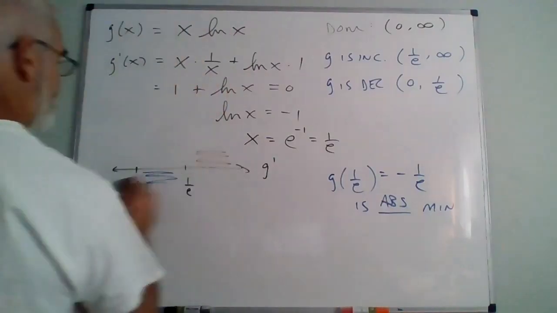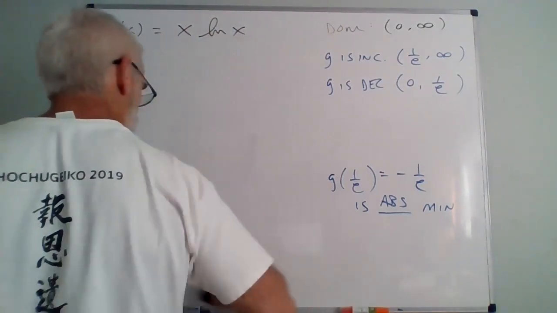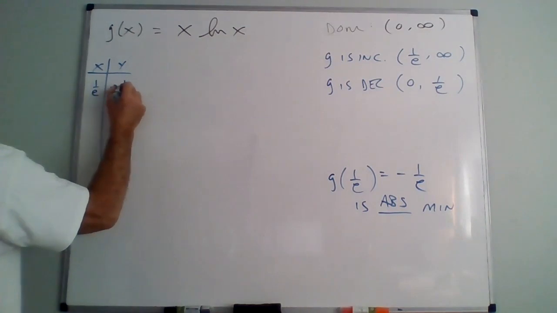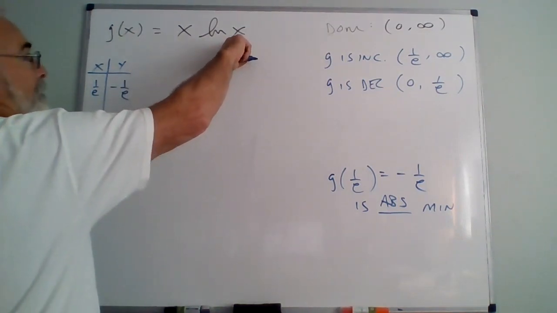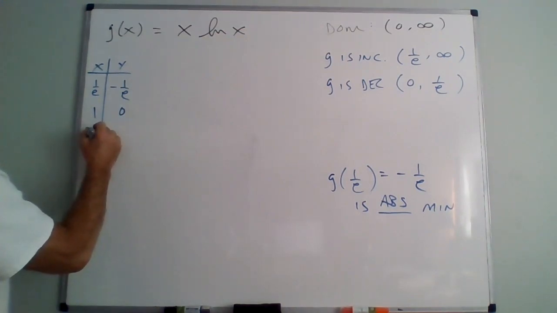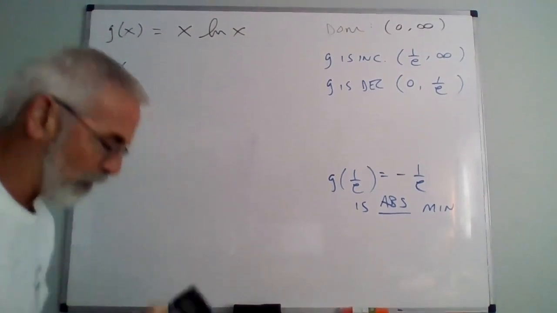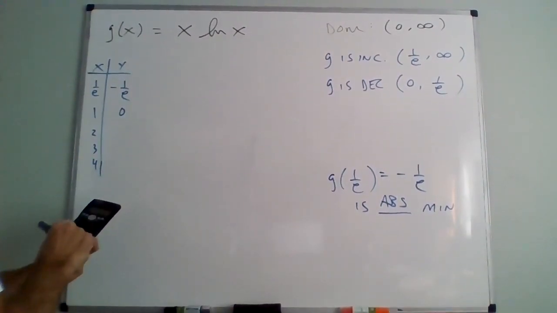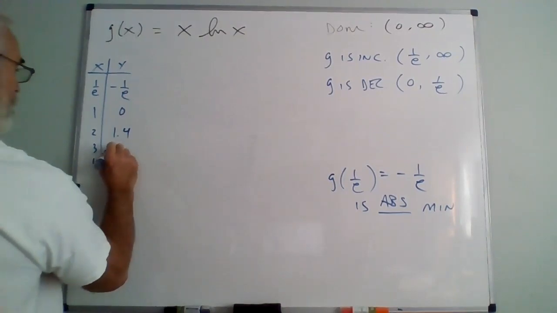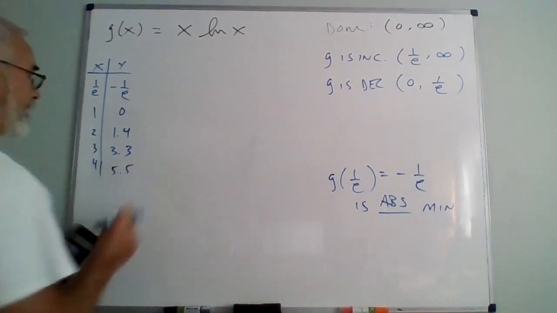With that being said, let me erase some of this. I don't really need to graph much. I got that one. By the way, when x is 1, log of 1 is 0. So when x is 1, I get a 0. Maybe I'll put just a few values. Let's just do 2, 3, 4. Let's just go that far, because we have a pretty good idea what's going to happen. 2 log 2 is about 1.4. 3 log 3 is about 3.3. And 4 log 4 is about 5.5. All right, that's enough.